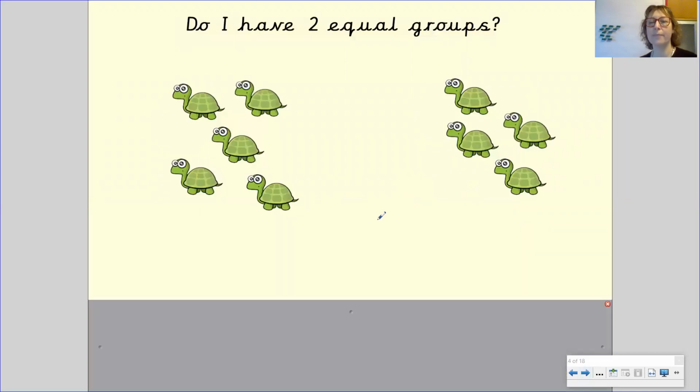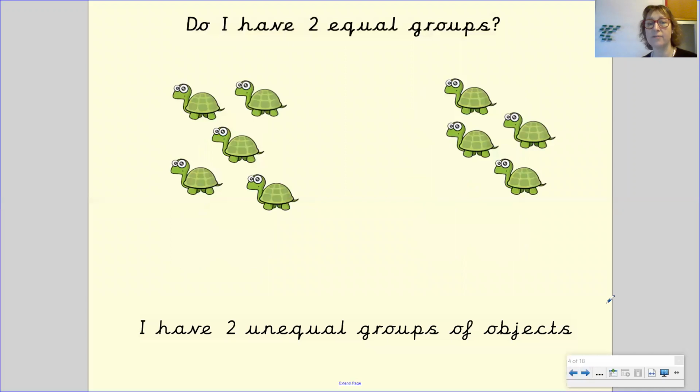So have a look at this one. Do I have 2 equal groups? And again, shout yes or no at me. That's right, I don't, because on this one I've got 1, 2, 3, 4, 5, and on this one I have 1, 2, 3, 4. So I do not have 2 equal groups. I have 2 unequal groups of objects. So do that one with me. I have 2 unequal groups of objects.